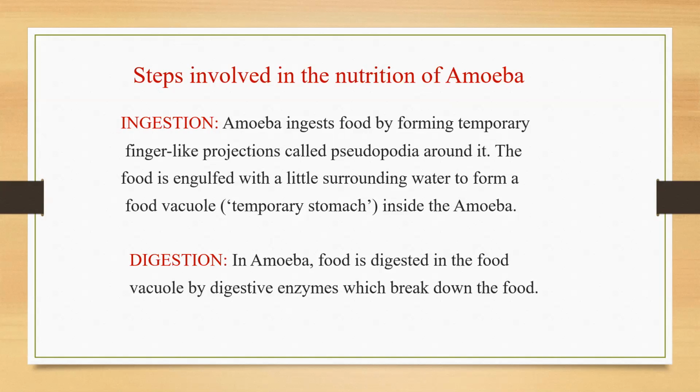Now the next process is digestion. In amoeba, the food is digested by the digestive enzymes which are secreted by the food vacuole and which help in further breakdown of food. So what is the role of this food vacuole? Food vacuoles secrete some enzymes. Those enzymes digest whatever food is entering the food vacuole, and ultimately the food will be digested.